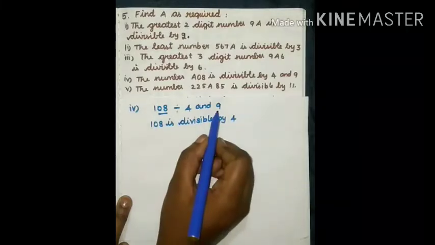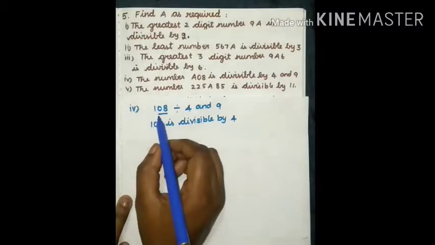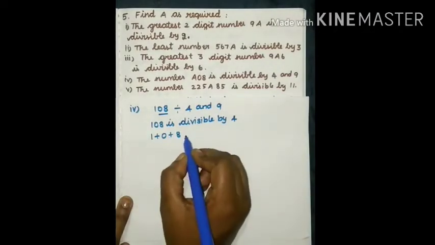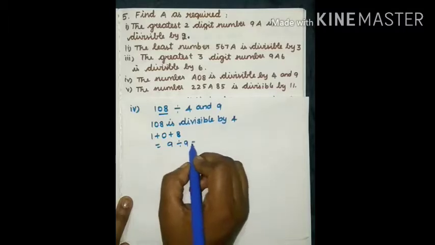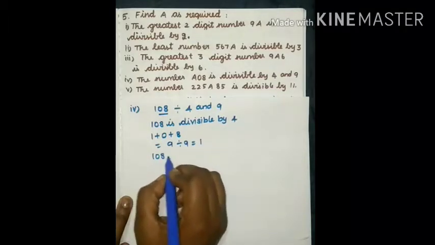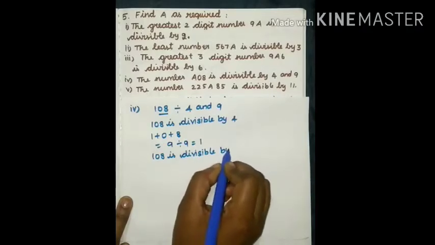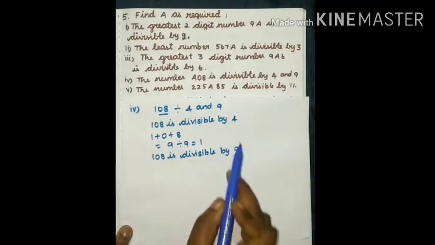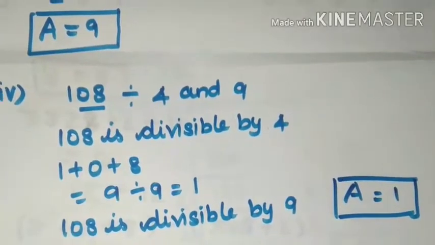Let's check for 9. A number is divisible by 9 if the sum of its digits is divisible by 9. Let's find the sum of its digits. 1 plus 0 plus 8 equals 9. 9 is divisible by 9, that is 1. So 108 is divisible by 9. So 108 is divisible by both 4 and 9. It satisfies the rules. Therefore, A value is equal to 1.